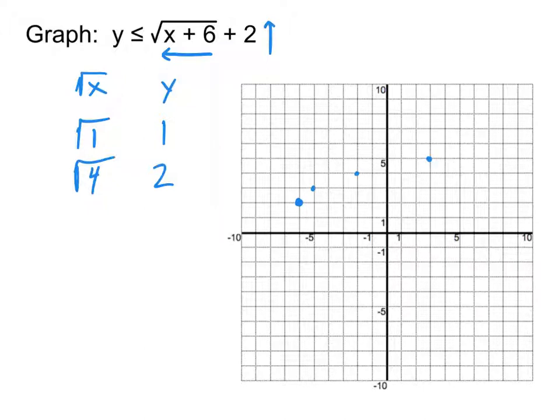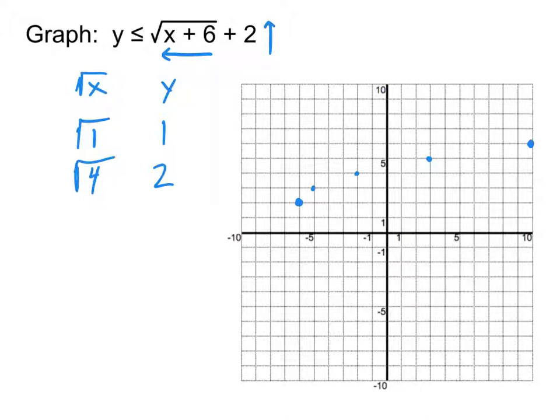And then what's the next number that I can take the square root of? 16. What's the square root of 16? 4. Does that fit on this graphing grid? Well, remember our first point over here was at negative 6. From negative 6 up to a positive 10, that is 16. So yes, it does fit, but only barely. So we can go ahead and plot that point there.